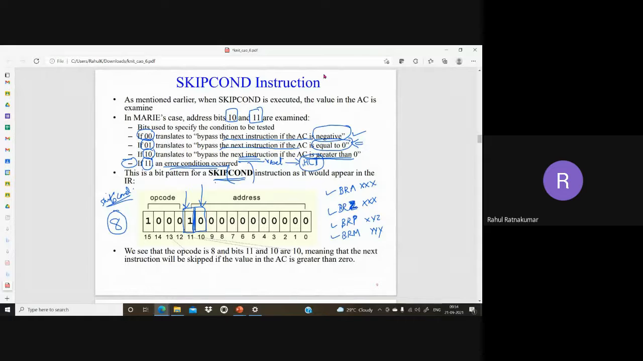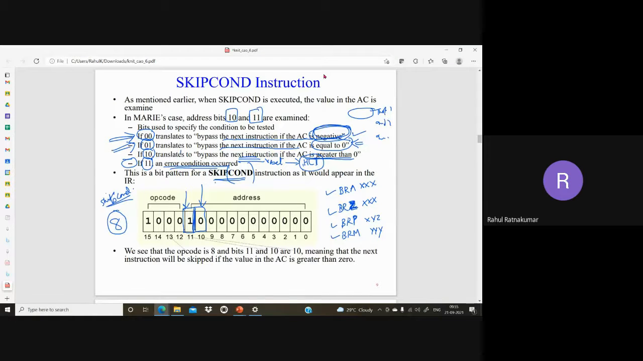Again, I'll refresh the skip con instruction. We are skipping one instruction. For example, this is instruction 1, this is instruction 2, instruction 3. If there is skip con in instruction 1, then instruction 2 will be skipped on these three conditions. If 0 is in the 11th and 10th bits and the accumulator value is negative, then I skip the next instruction. Basically, if I put the 11th and 10th bits as 0, I'm checking whether the accumulator is negative. If I put the 11th and 10th bits as 1, I'm checking if the accumulator value is 0 or not.